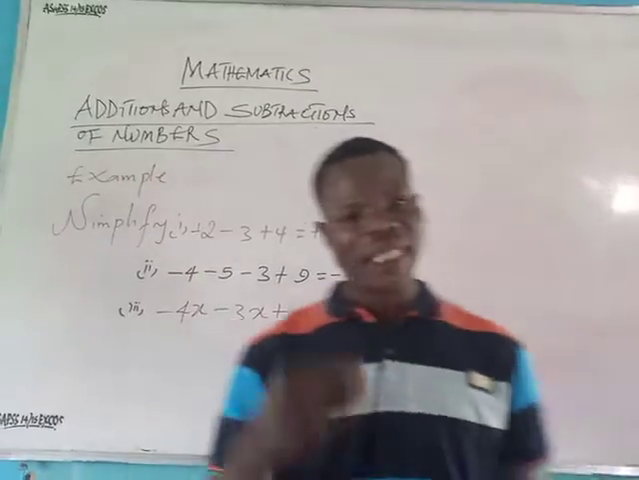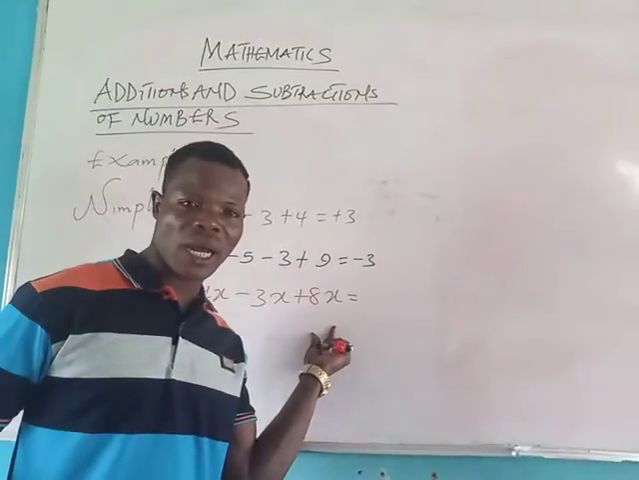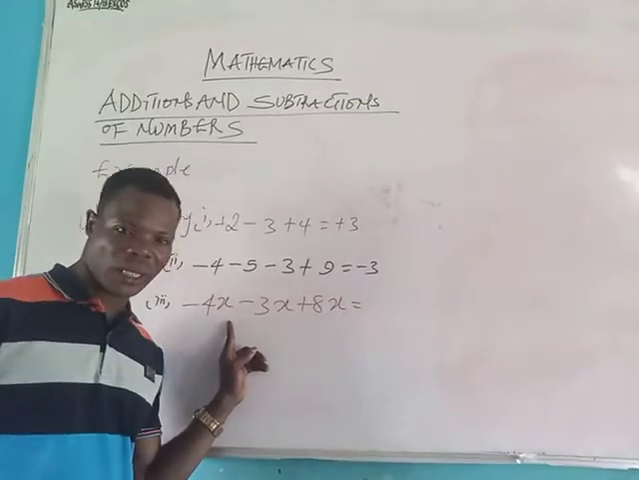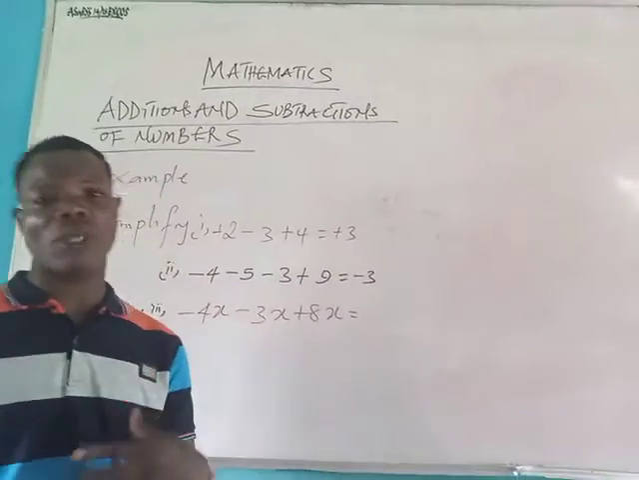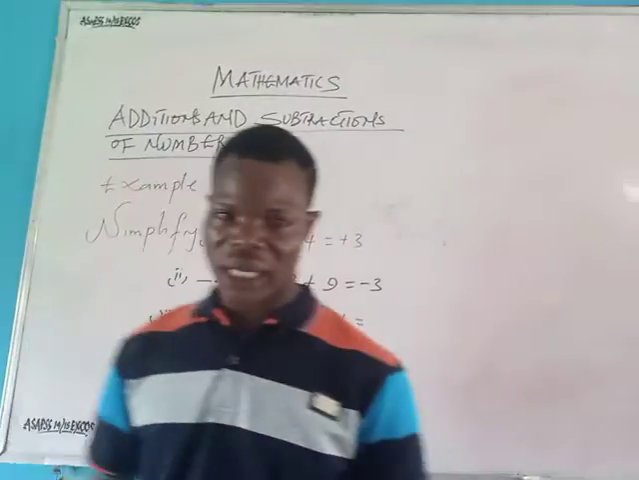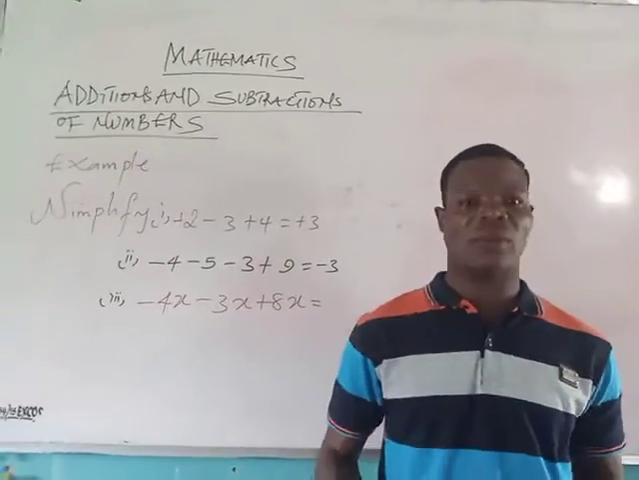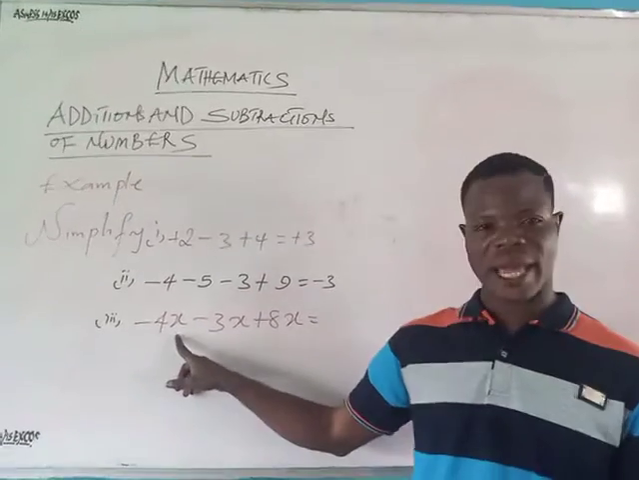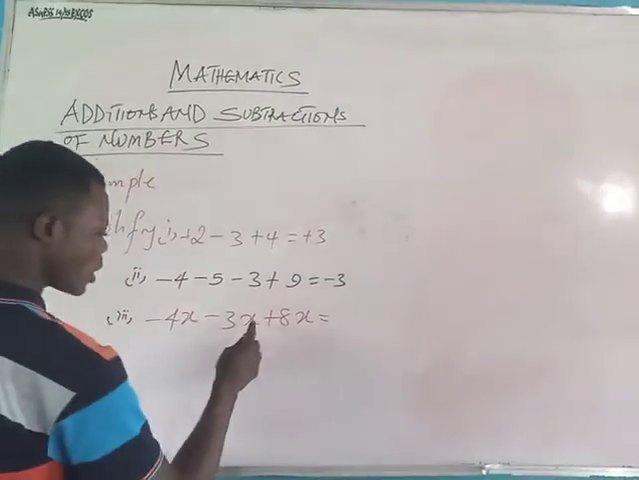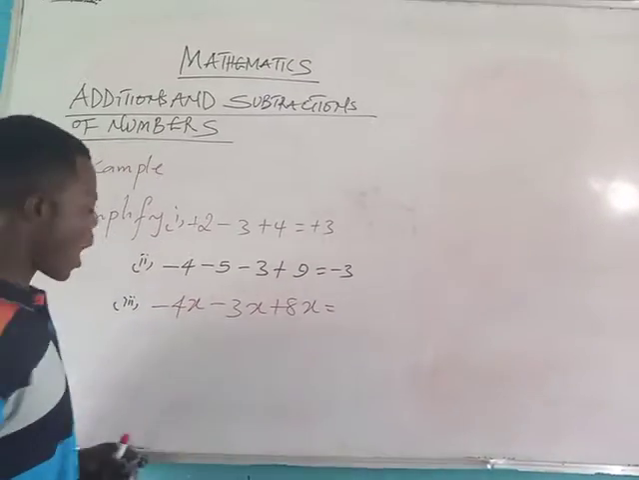Coefficient is that number beside or before the variable, and the variable we are talking about is the alphabet. Anytime you see an alphabet, we call it a variable. So it may be a, it may be x, it may be y, but in mathematics the common variable they use is x. Let's solve this. All you need to do is assure yourself that x will be in your final answer.